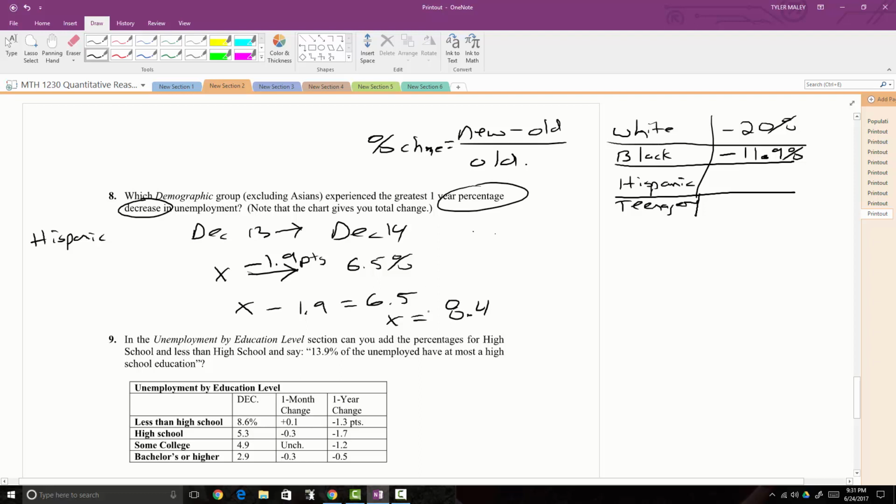Then to solve for this, we would take negative 1.9 divided by 8.4 to get the percent change. We get negative 22.6%. And notice when we actually do this in the calculator, I'm getting it in decimal form, so then I have to convert that into a percent form.